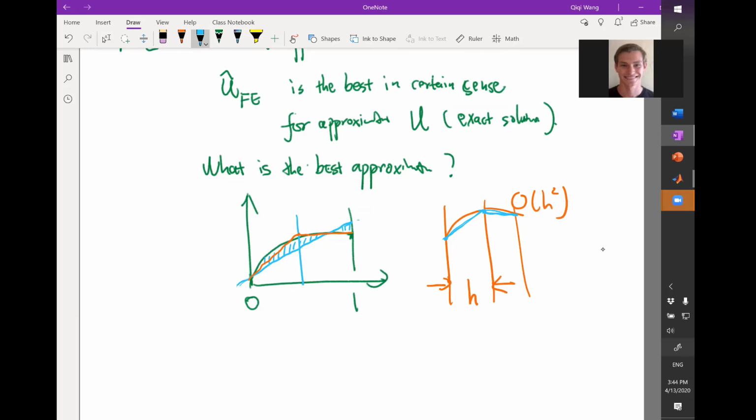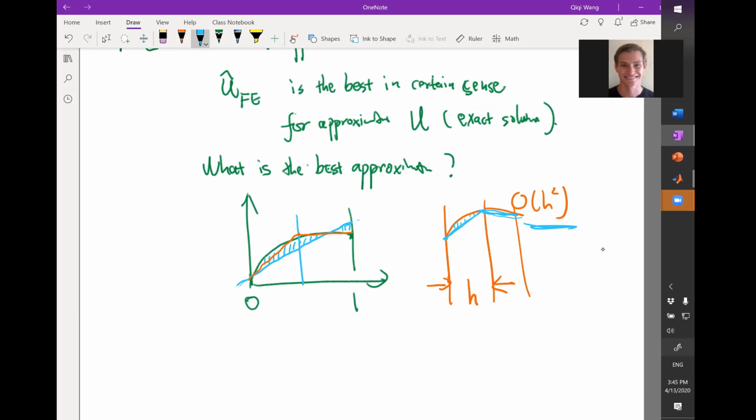Of course, it's not the best approximation. The best approximation would move this point upward a little bit, right? It would further enhance the accuracy. But I'm just trying to get an upper bound. Okay, we know the blue is actually either the best solution or worse than the best solution. So the best solution is going to be better than the error I got from the blue. And the error in the blue is already O(h squared).